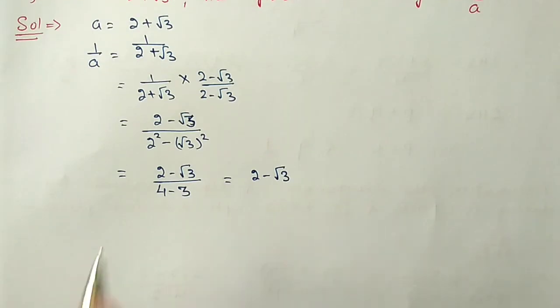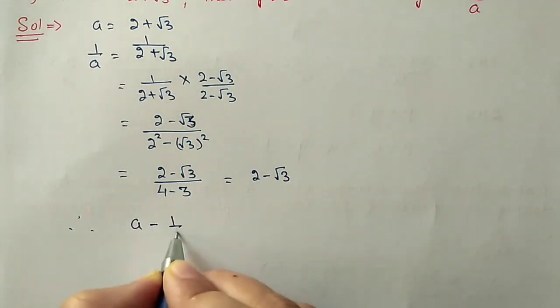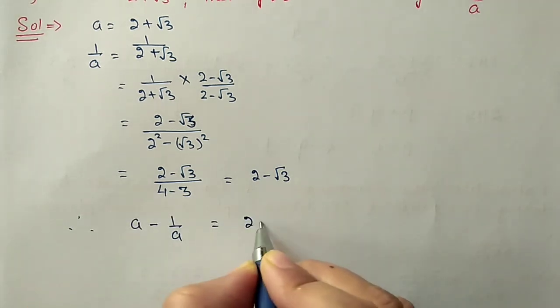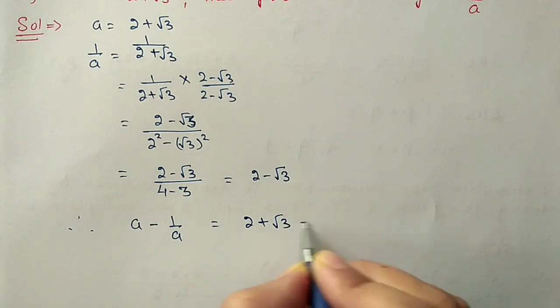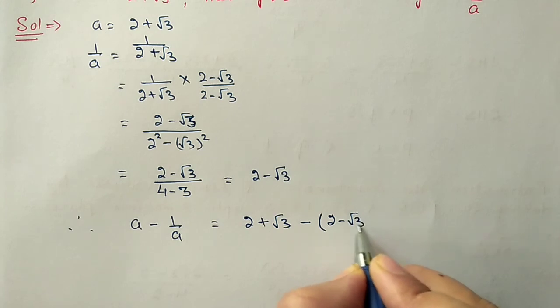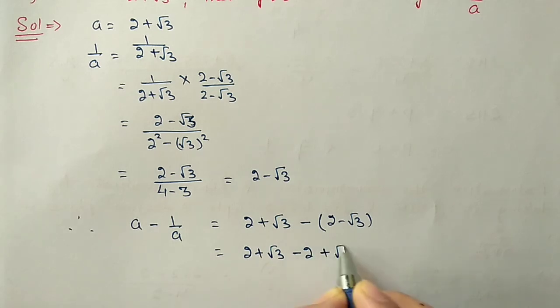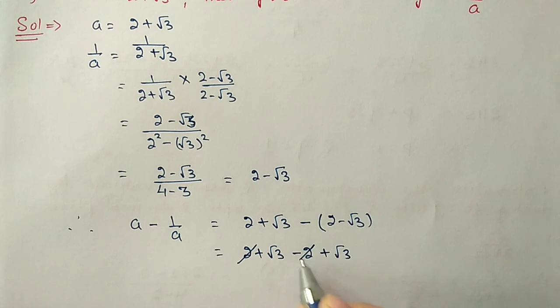Now this value we can substitute. We have to find out the value of a minus 1 by a. a was 2 plus root 3, then minus 1 by a, whose value we got as 2 minus root 3. Remove this bracket: 2 plus root 3 minus 2 plus root 3. Minus and minus will become plus. So 2 and 2 we can cancel out. 2 minus 2 will become 0, and root 3 plus root 3 will become 2 root 3.